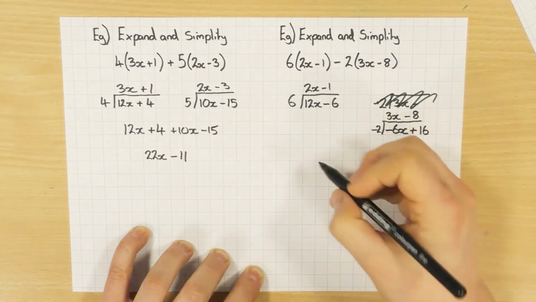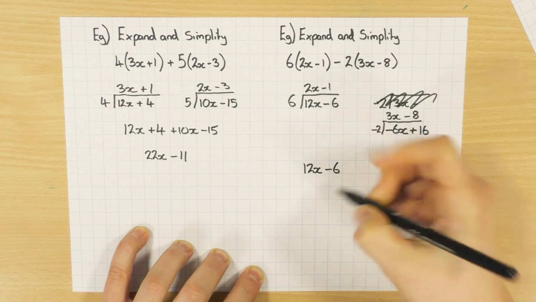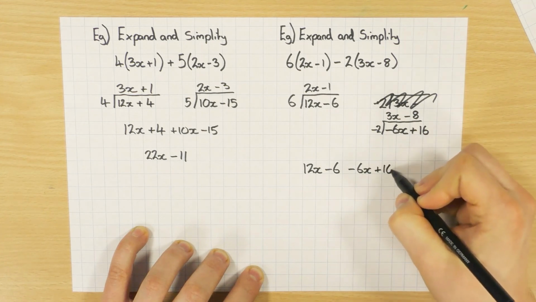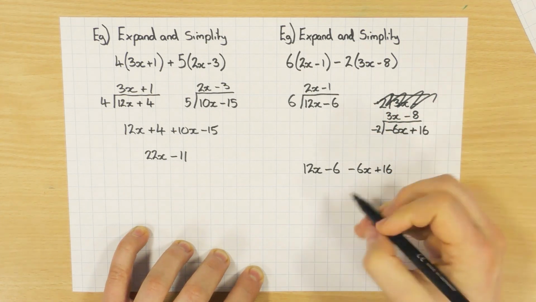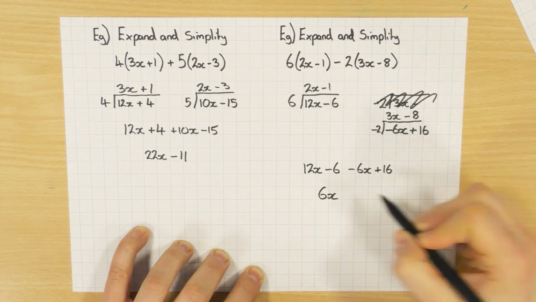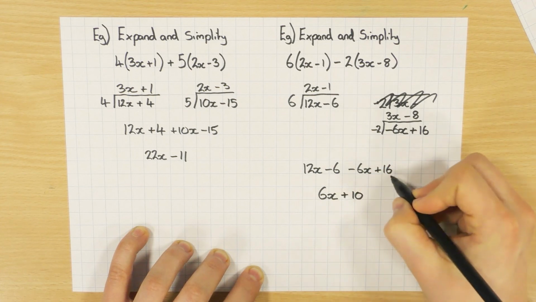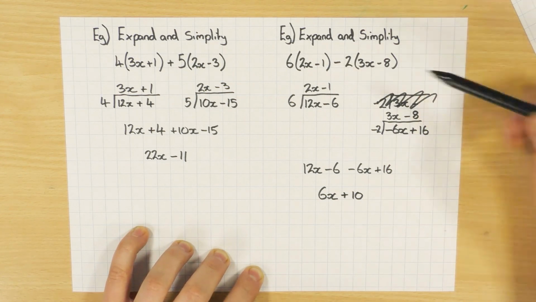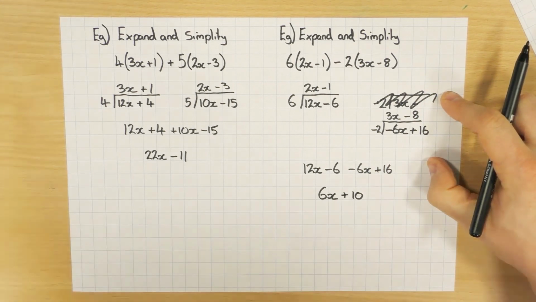Just like before, put it all together. I'll come down here, a bit of space. 12x minus 6 was the first one. Then minus 6x plus 16 was this one here, accounting for that tricky bit there that people make mistakes with. And again, we simplify it. 12x minus 6x is 6x, minus 6 plus 16, or 16 take away 6, whichever way, gives you plus 10. Okay, so be careful of that double negative. Trips people up all the time. Hopefully that helps, guys. Cheers.